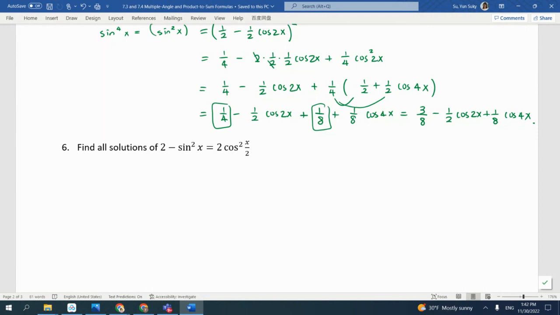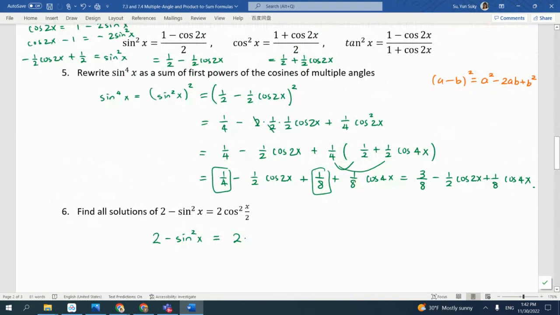So we have 2 minus sine square equals 2 times, what's cosine square again? 1/2 plus 1/2 cosine of the double angle. Okay, everybody? So we put 1/2 plus 1/2 cosine. Double the angle becomes what? x. Yes, so step 1, make the angle the same.